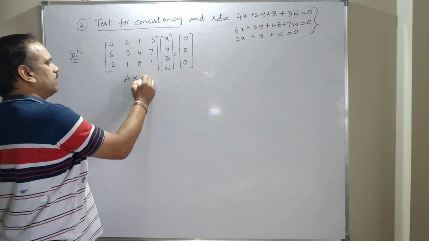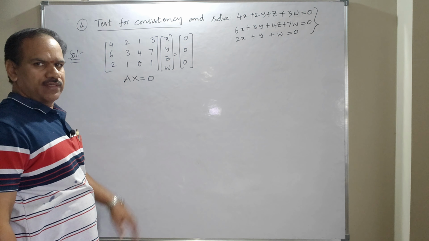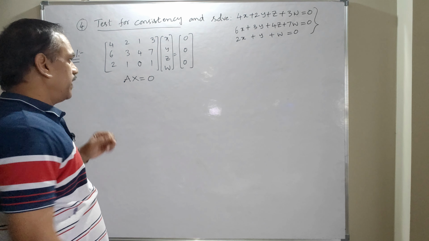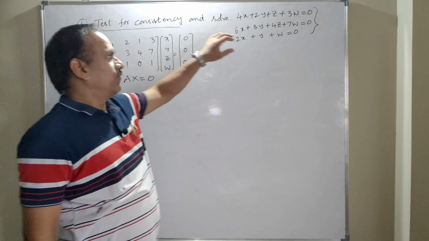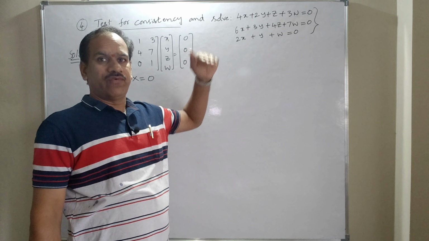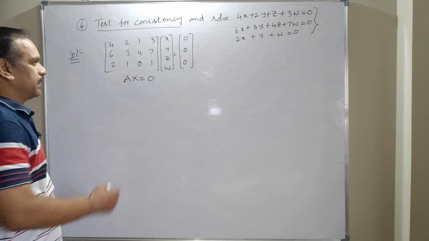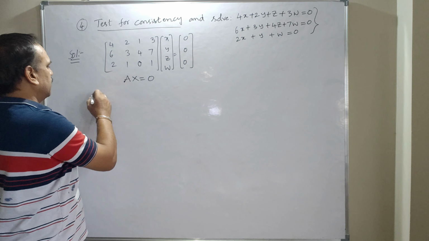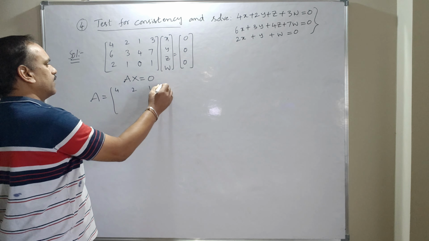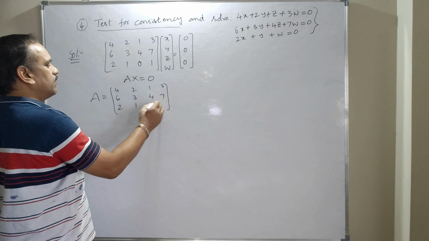So, this is Ax equal to 0, a homogeneous system. This system is always consistent as it is a homogeneous system. We need to test whether we have only a unique solution or infinite solutions. Because the number of unknowns is 4 and you are given only 3 equations, fewer than 4 equations, definitely you are going to have infinite solutions only. Now, write the matrix A: 4, 2, 1, 3; 6, 3, 4, 7; 2, 1, 0, 1.